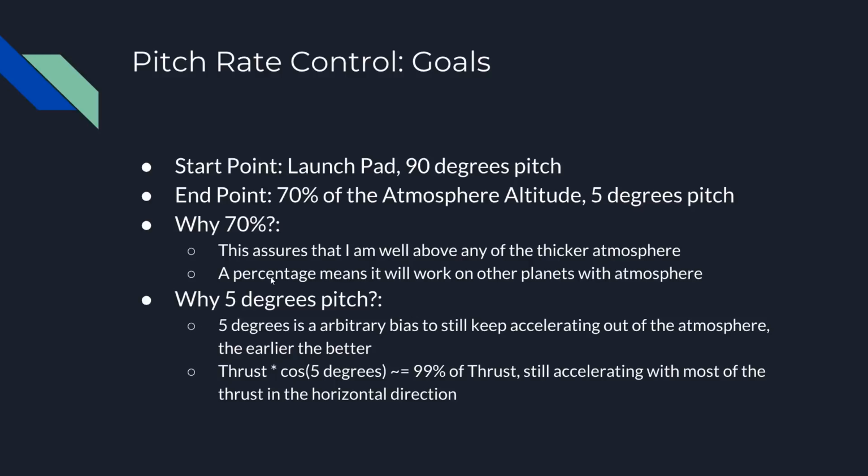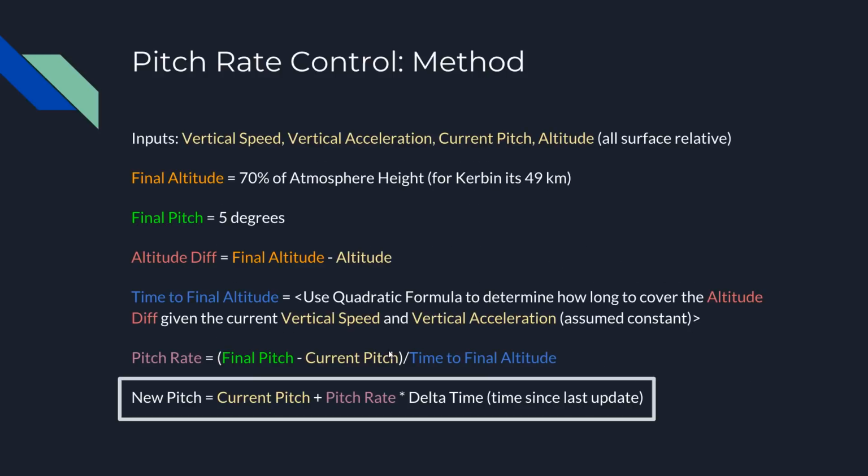The degrees part, however, I chose this because 5 degrees is roughly 99% of the thrust. So you're still going to be using most of your thrust, I mean 99% of it. You're still going to be accelerating horizontally, which is the important part. But with 5 degrees pitched up, you still have that little bit of vertical acceleration. So that means I want to get out of the atmosphere, not just out of the thicker atmosphere. I just want to get out of the atmosphere entirely quicker. So with still a little bit of vertical acceleration, I can get there quicker.